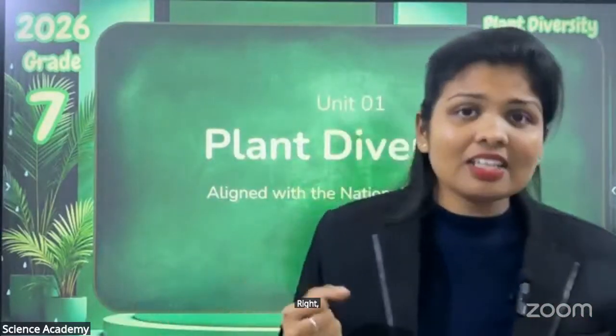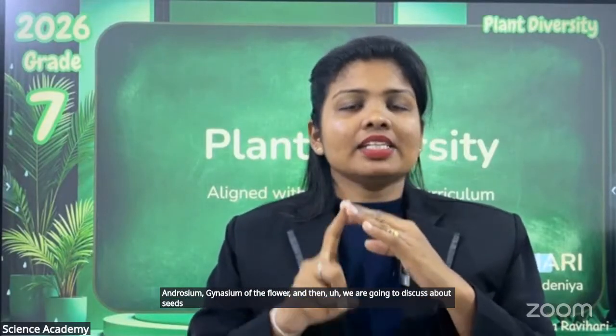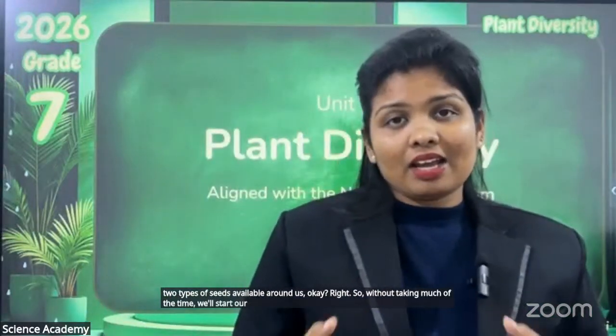Right. So children, today is the continuation of that flowers lesson. Today we are going to discuss the androecium and gynoecium of the flower, and then we are going to discuss seeds. What are the types of seeds according to dispersion? And then what are the two types of seeds available around us? So without taking much time, we'll start our discussion.